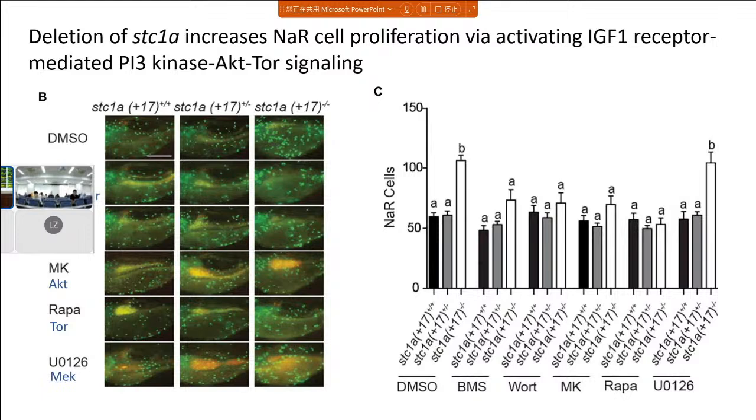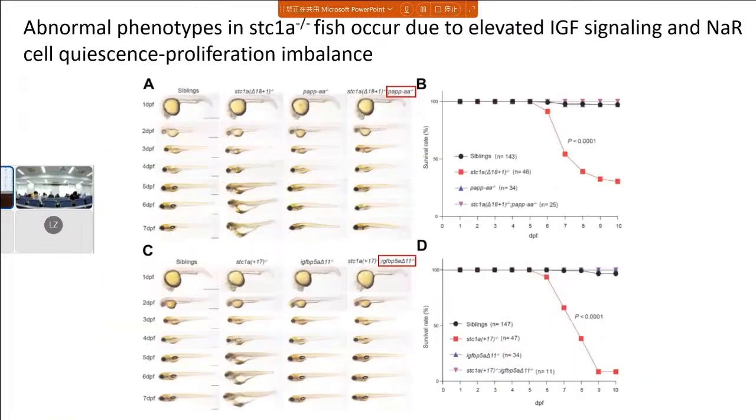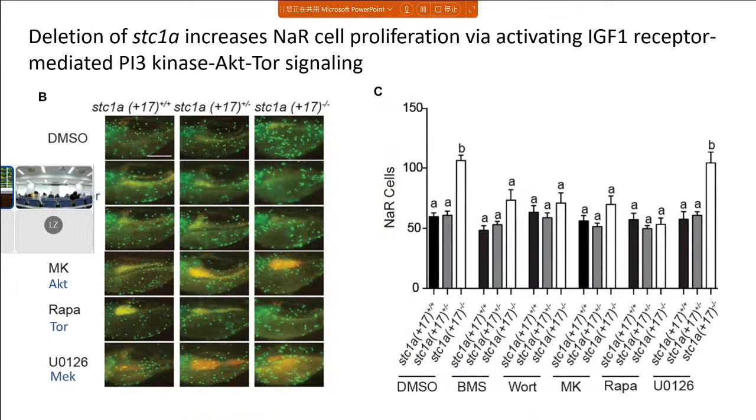And all of these, the BMS, warfarin, MK206 and rapamycin, are all inhibitors of each component throughout the IGF pathway. While U0126 treatments show no difference, since it inhibits the MAP kinase, and this kinase does not play a part in the IGF receptor AKT signaling.